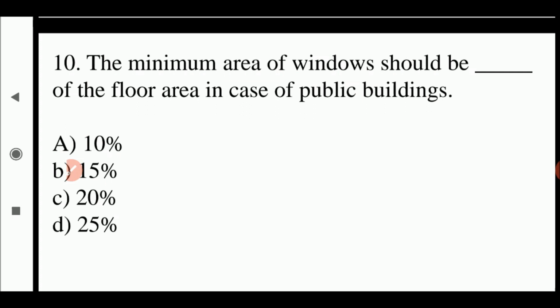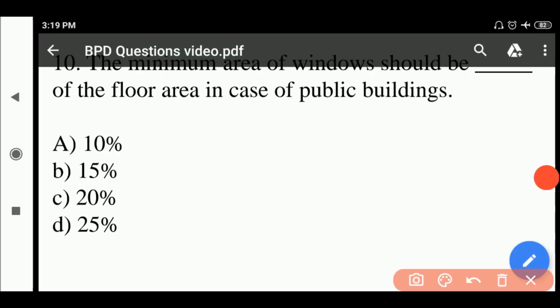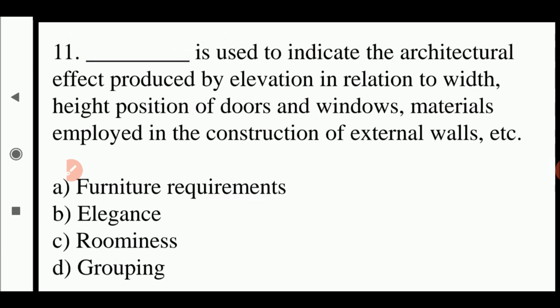Next objective, the minimum area of windows should be dash dash of the floor area in case of a public building. Option 1 10%, second 15%, third 20%, fourth 25%. So the minimum area of windows should be 20% of the floor area in case of a public building. So option C is correct.